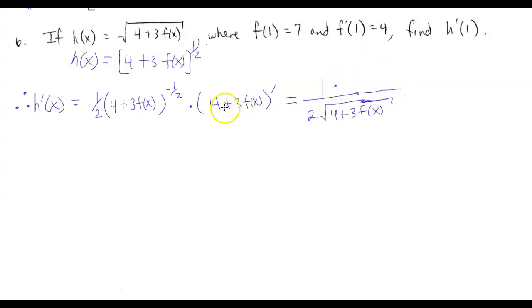And we'll multiply this times on top here. We know that the derivative of 4 is 0. We ignore the 3, and the derivative of f of x is just f prime of x. Okay, so we essentially here just have 3 times f prime of x on top. So now, if we want to find out what f prime of 1 is, we just replace everywhere where we see x with a 1.